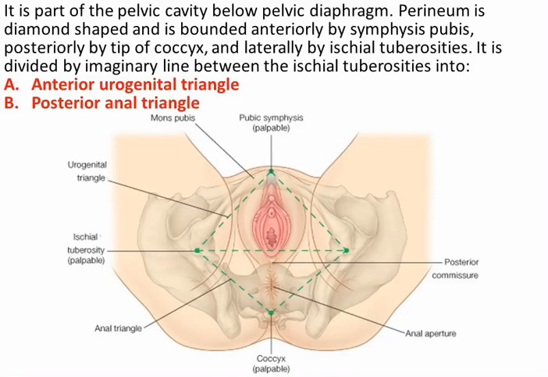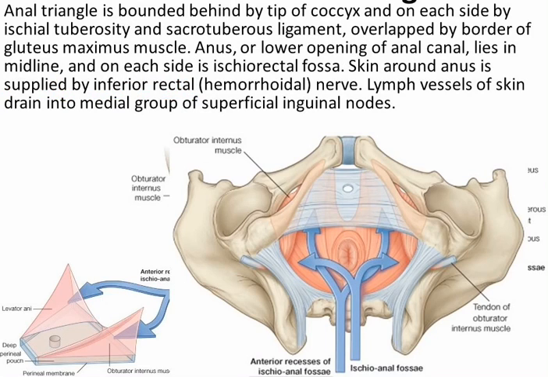It is part of the pelvic cavity below the pelvic diaphragm. The perineum is diamond-shaped and is bounded anteriorly by the symphysis pubis, posteriorly by the tip of the coccyx, and laterally by the ischial tuberosities. It is divided by an imaginary line between the ischial tuberosities into an anterior urogenital triangle and a posterior anal triangle.